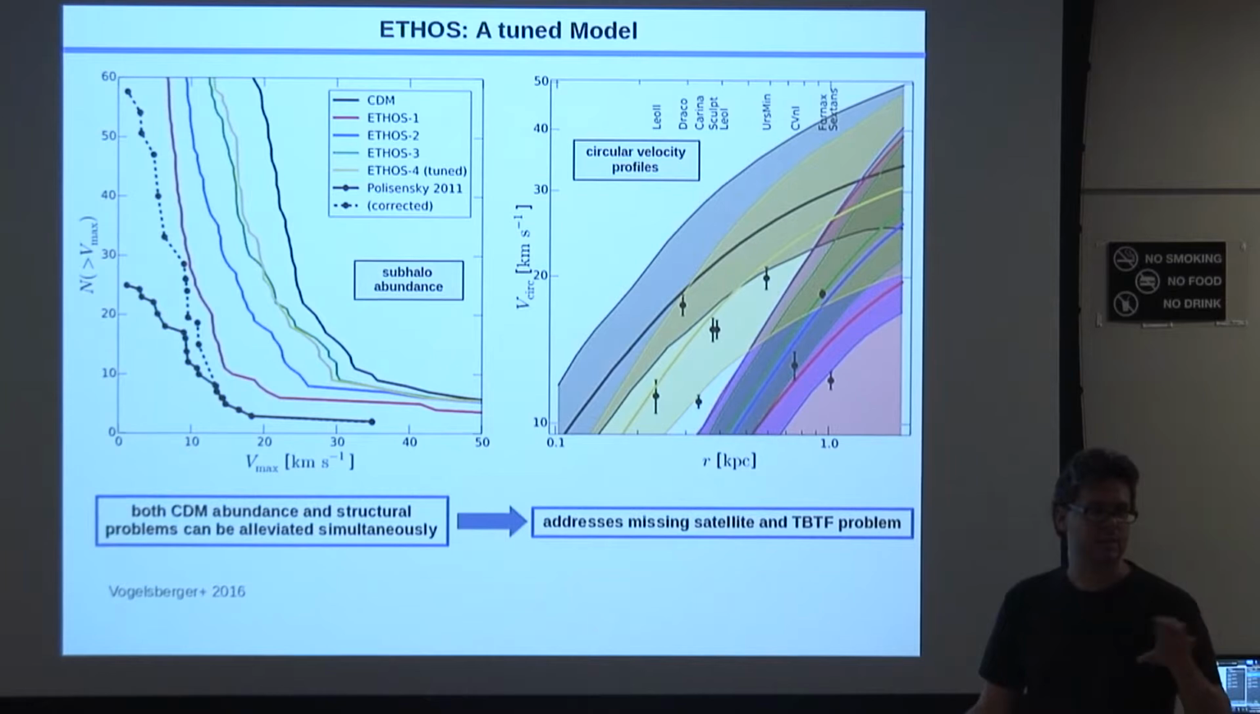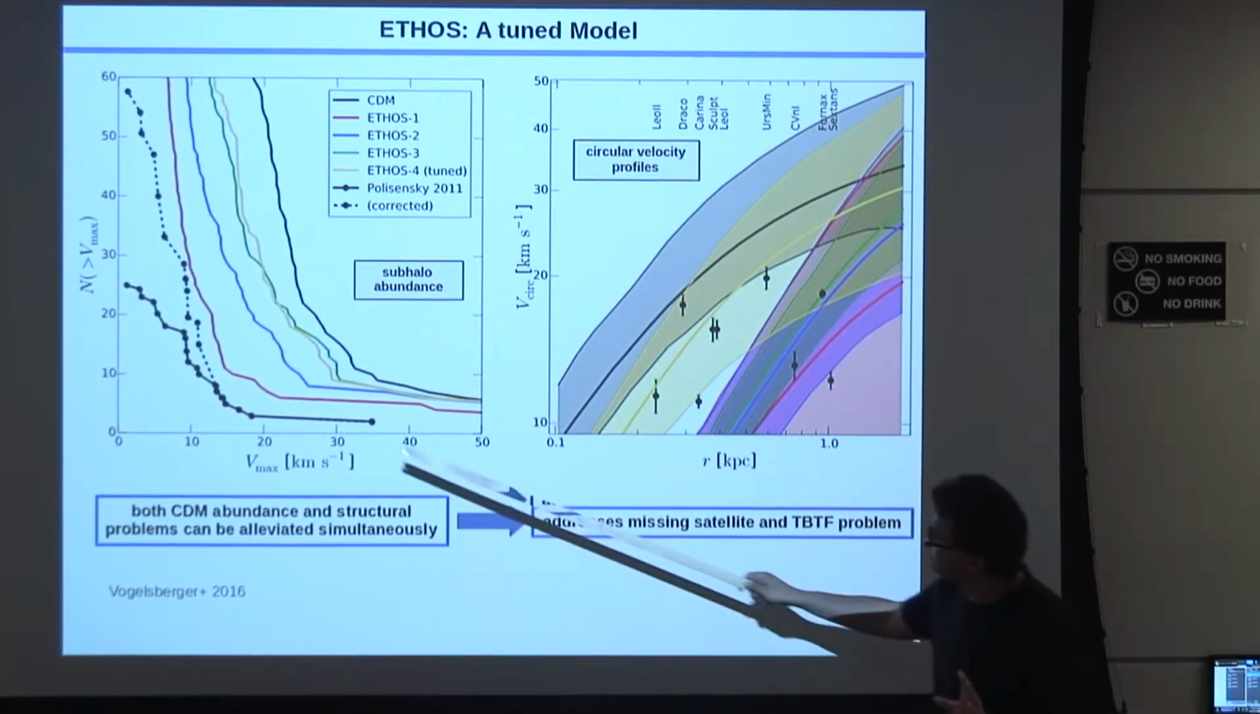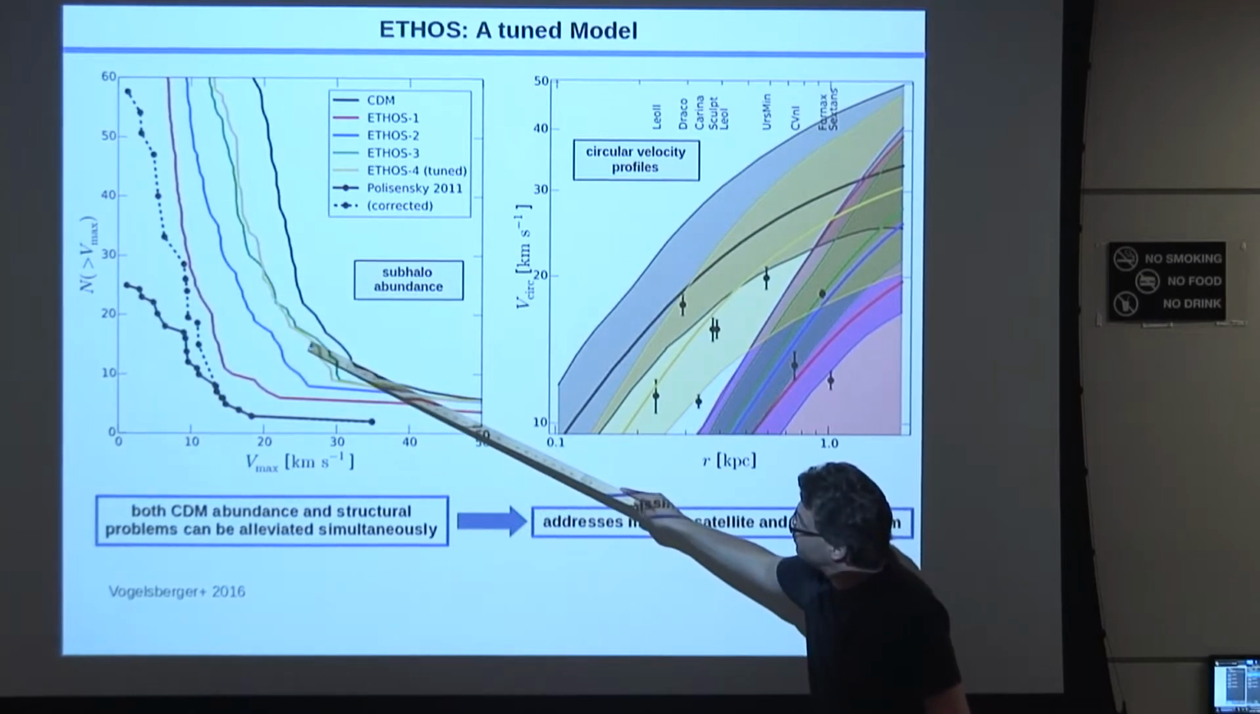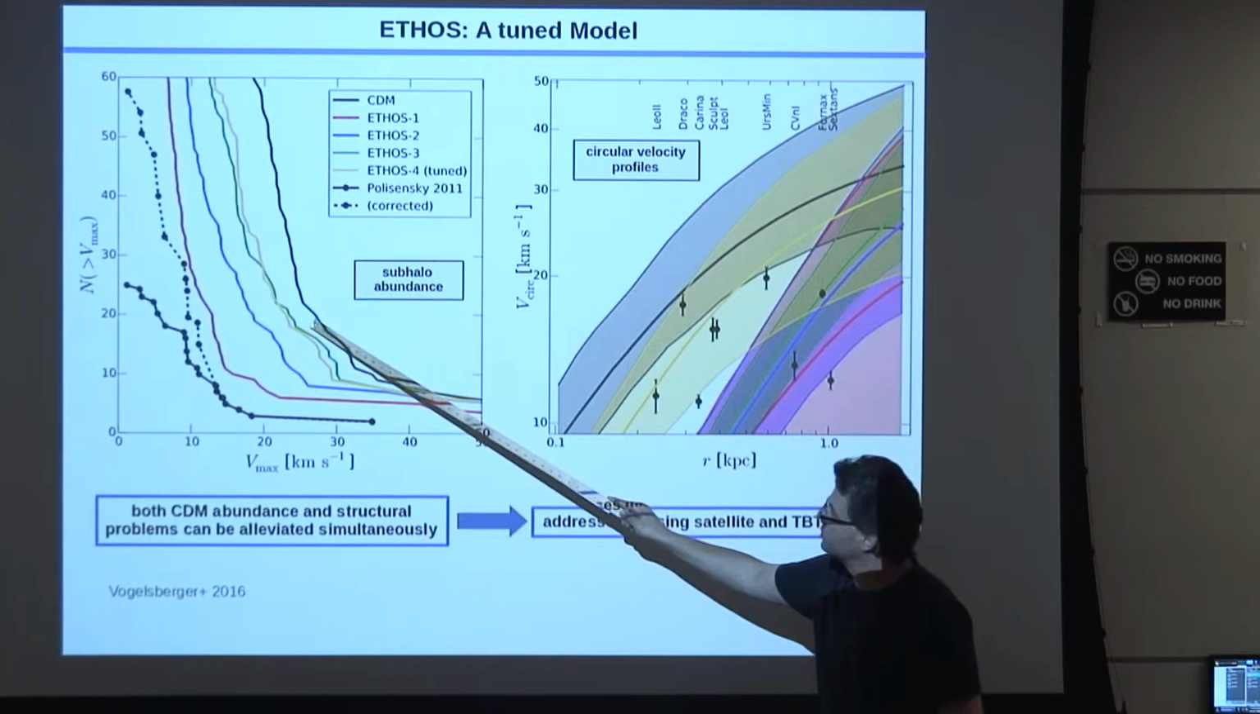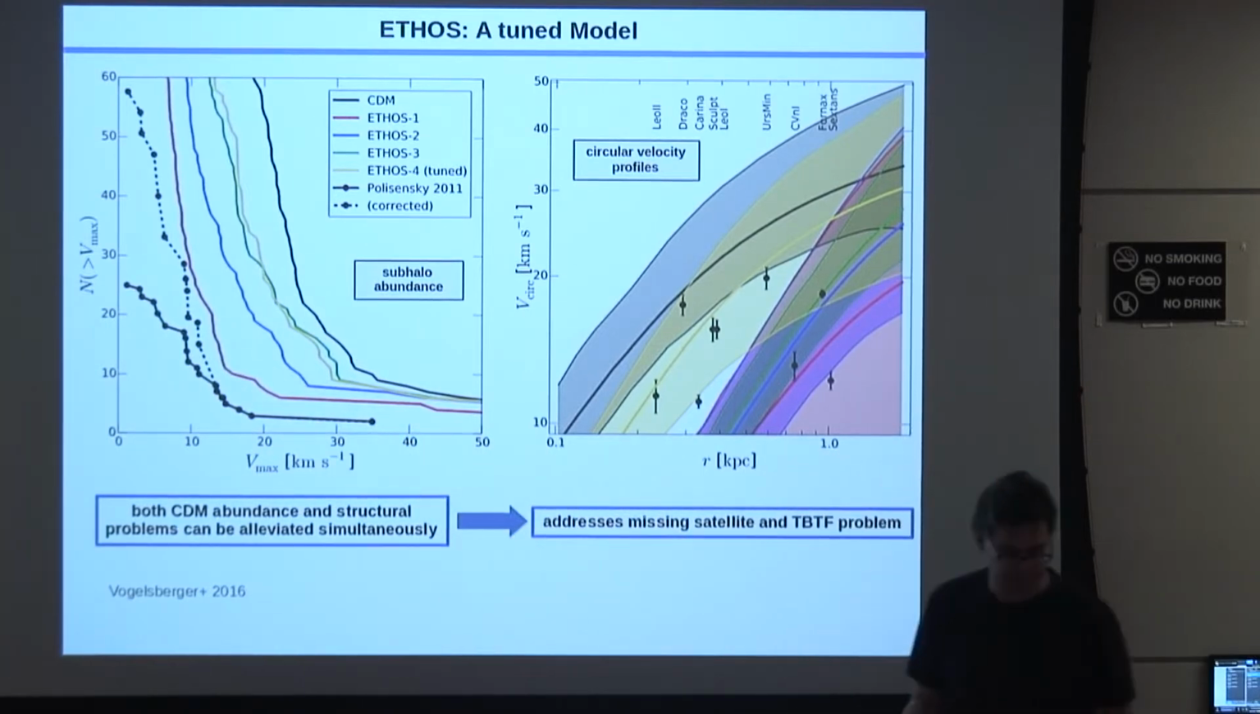However, as we said yesterday, the missing satellite problem is anyways not a big problem, so it's most likely that even with these green and yellow models you would get along, because if you turn on baryonic physics, then you would also get probably close to this dashed line here.